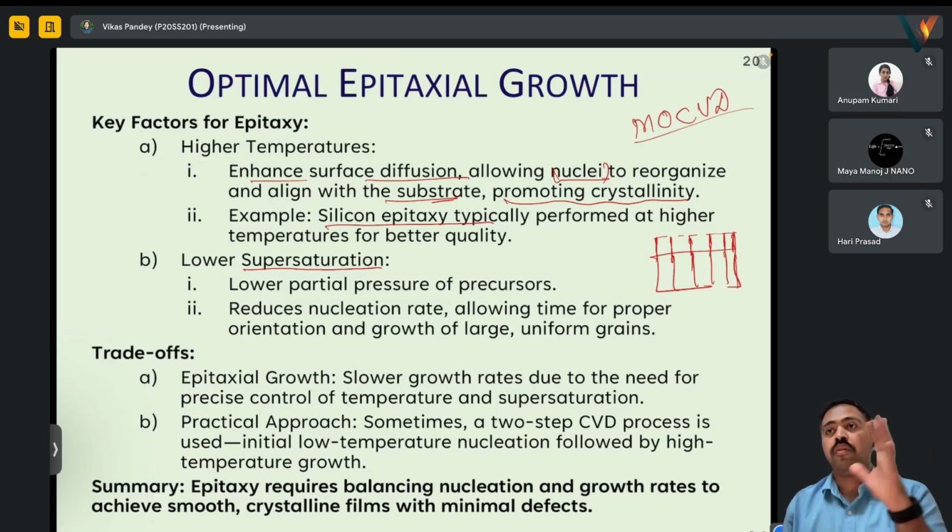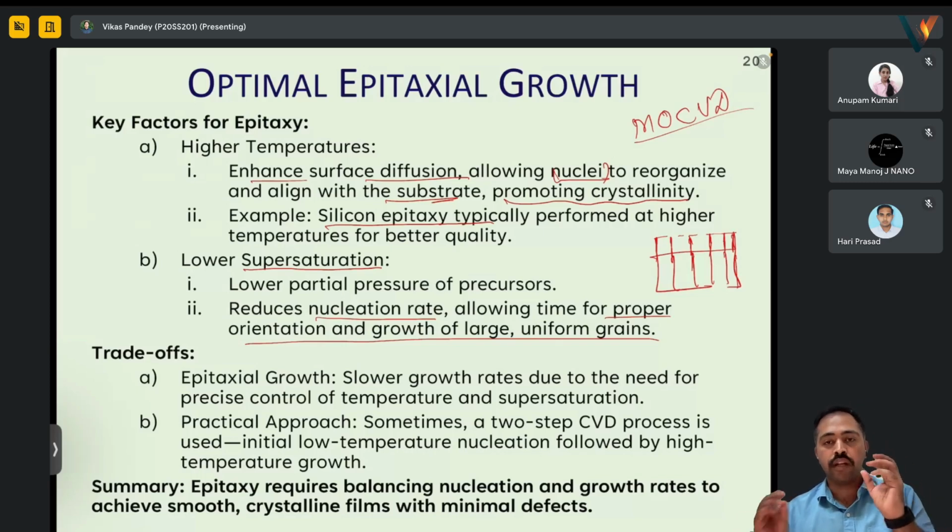Second one is lower supersaturation, a lower partial pressure of precursor. Like the normal CVD, we cannot pump a lot of precursor in. We have to use a small amount of precursor, so it will be a very slow process. This reduces the nucleation rate, allowing time for proper orientation and growth of large uniform grains. So in a sense, we are putting a very small amount of precursor, it does the reaction, and then we are giving adequate time at higher temperature for it to align to the crystal that is actually beneath it.